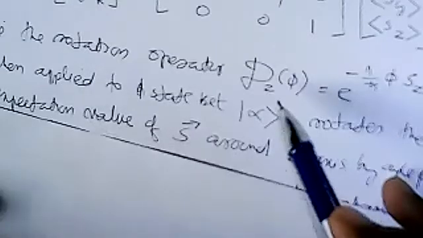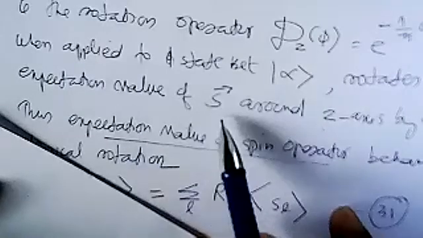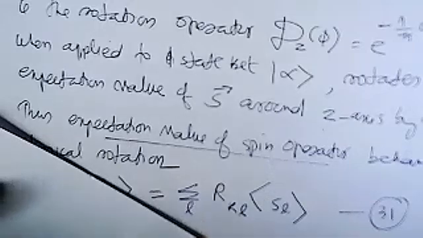So what is the conclusion? When we apply the rotation operator Dz, which is e to the power of minus i by h cross phi Sz, a finite rotation operator, to the state ket alpha, you can see that the expectation value is rotated. It rotates the expectation value of S around the Z axis by an angle phi. Okay.